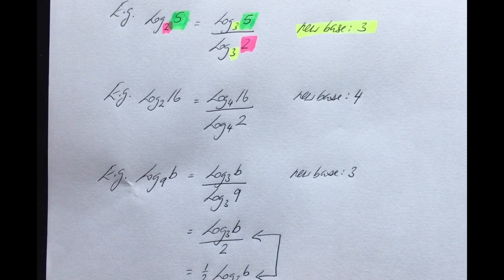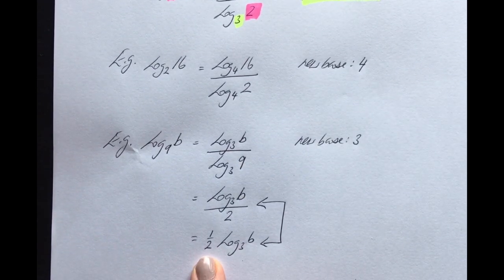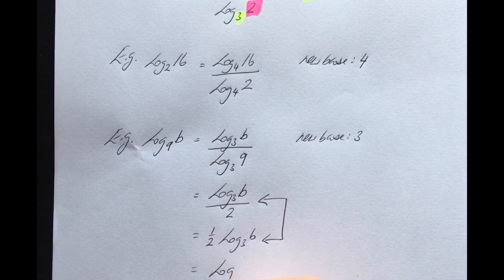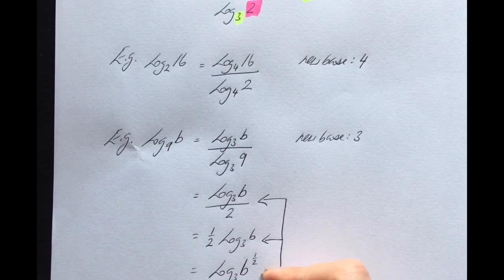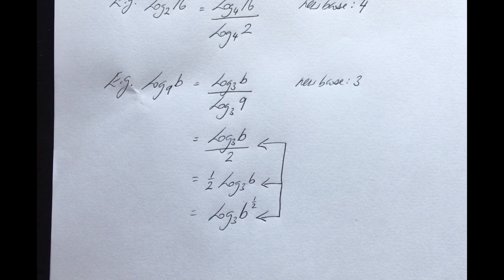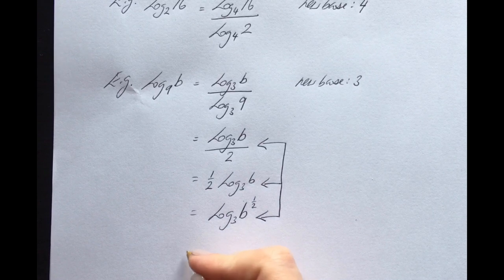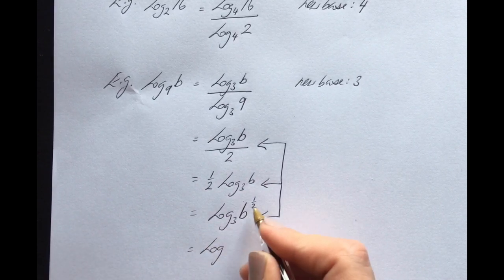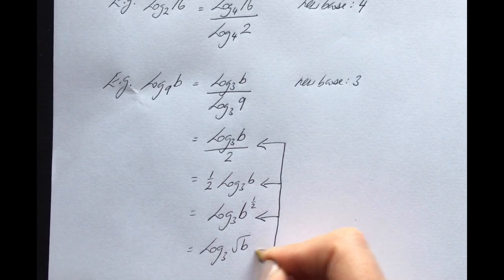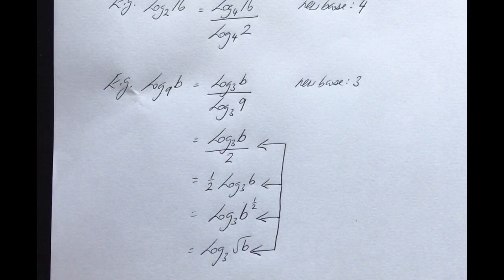And another way of writing this, of course, using our third law, is we could rewrite that half up as a power. Okay, so that's another way of writing that. Again, it may be useful to you to do so. And one final way that we could write that answer is we know from our laws of indices, of course, that b to the power of a half is the same as square root b. Okay, so again, that's just another way we could write that same thing.